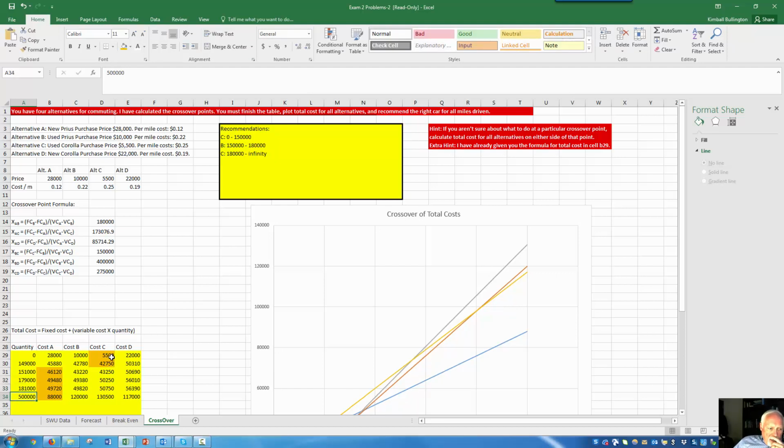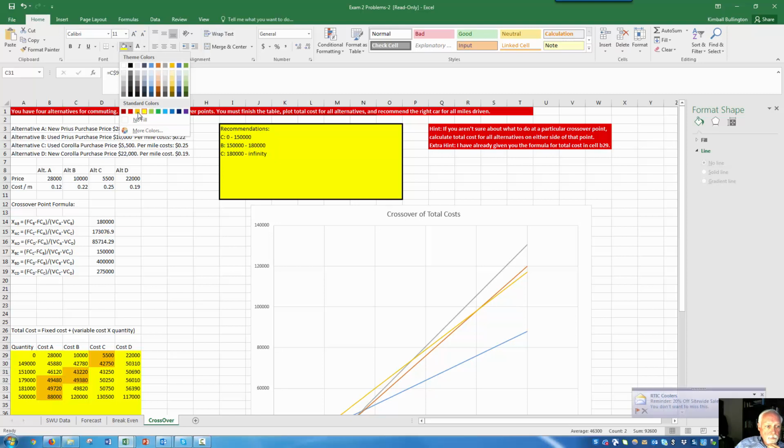So now we see at 149,000, I'm still picking C over B, but at 151,000, actually B is slightly less costly than C. So let's change this back to yellow, and let's identify this one as the real winner in this area right here. And make sure that one's yellow. Oops, I didn't quite do that. This one will make it orange.